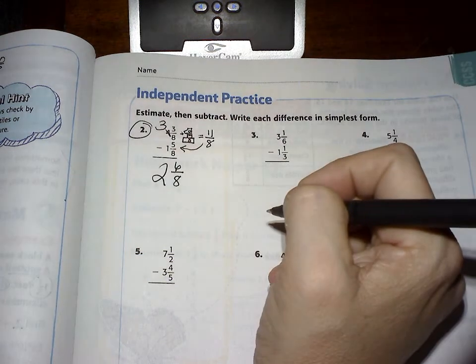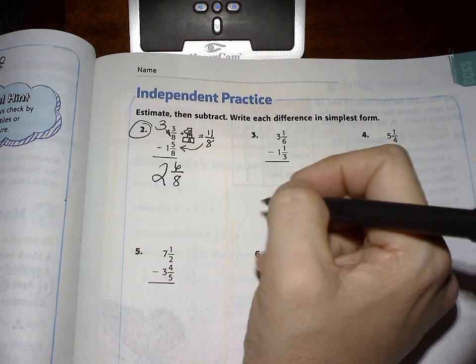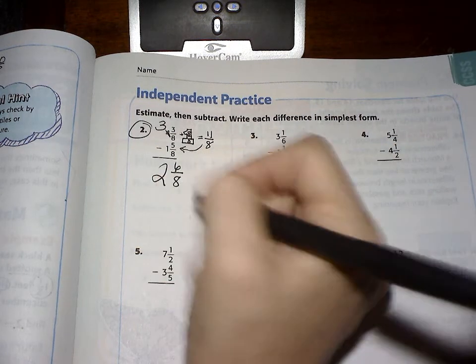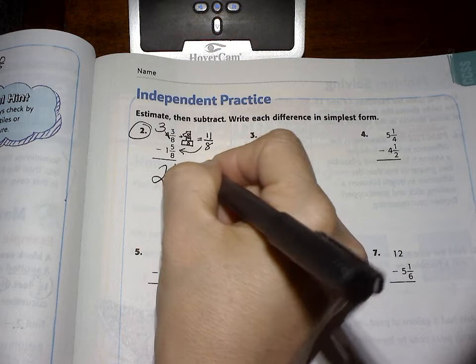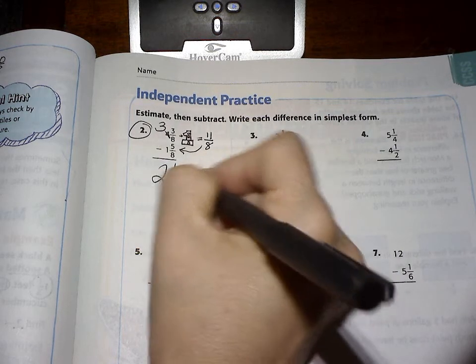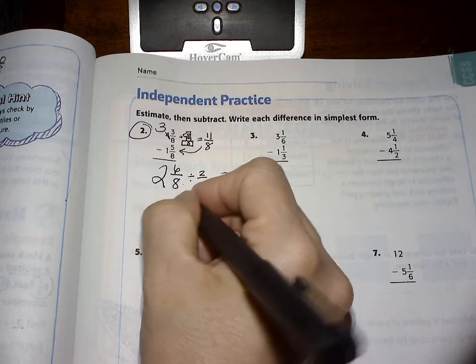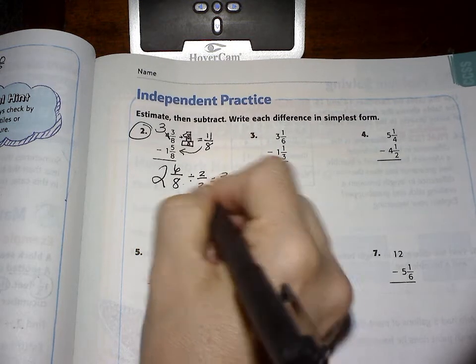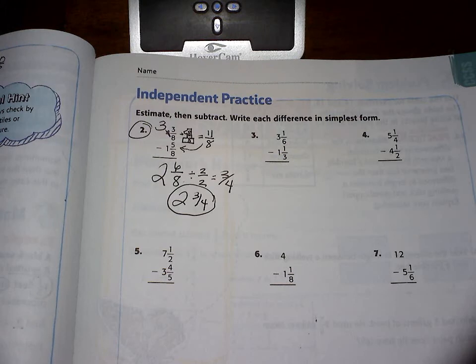It's almost done, you guys, but I do have a step where I can simplify here because these are both even numbers, so I know I can take out a 2. So divide the top by 2 and the bottom by 2. 6 divided by 2 is 3. 8 divided by 2 is 4. So this is 2 3/4.